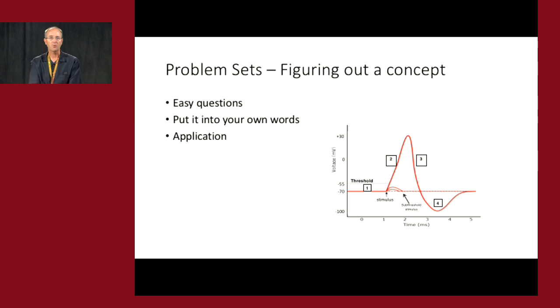Here's a typical problem set that we're going to be looking at in class. What this graph shows is what's called an action potential. This is something that you find in the nervous system. When we hit this in class, I'm going to start by asking you some easy questions, such as what's on the x-axis? What's the value on the y-axis? And then I'm going to have some more difficult questions that require you to put things in your own words. And then finally, at the end, we're going to have some practical application questions.